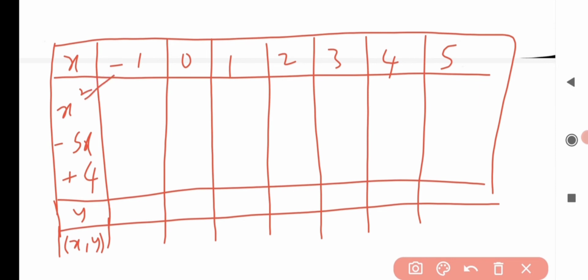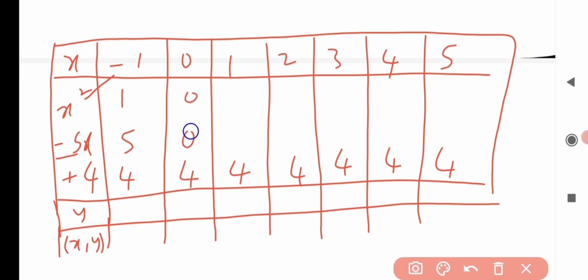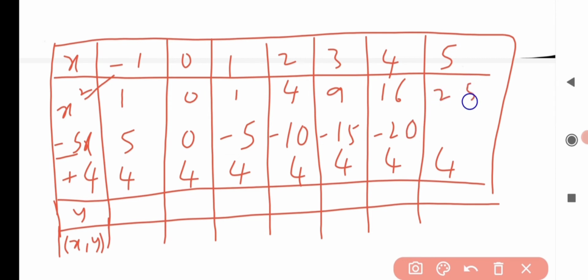So minus 1 whole square means 1. So minus 5 into minus 1 is 5. This one constant 4. This 4 continues, right? Total 4 plus... so 0 square means 0. 5 into 0 is 0. Next 1 square means 1. Minus 5 into 1 is minus 5. 2 square means 4. Minus 5 into 2 is minus 10. 3 square means 9, minus 15. 4 square means 16, minus 20. This is 25 and 5 into 5 is 25, minus 25. So 1 plus 5 is 6, 6 plus 4 is 10. This is 4. 1 plus 4 is 5, 5 minus 5 is 0.